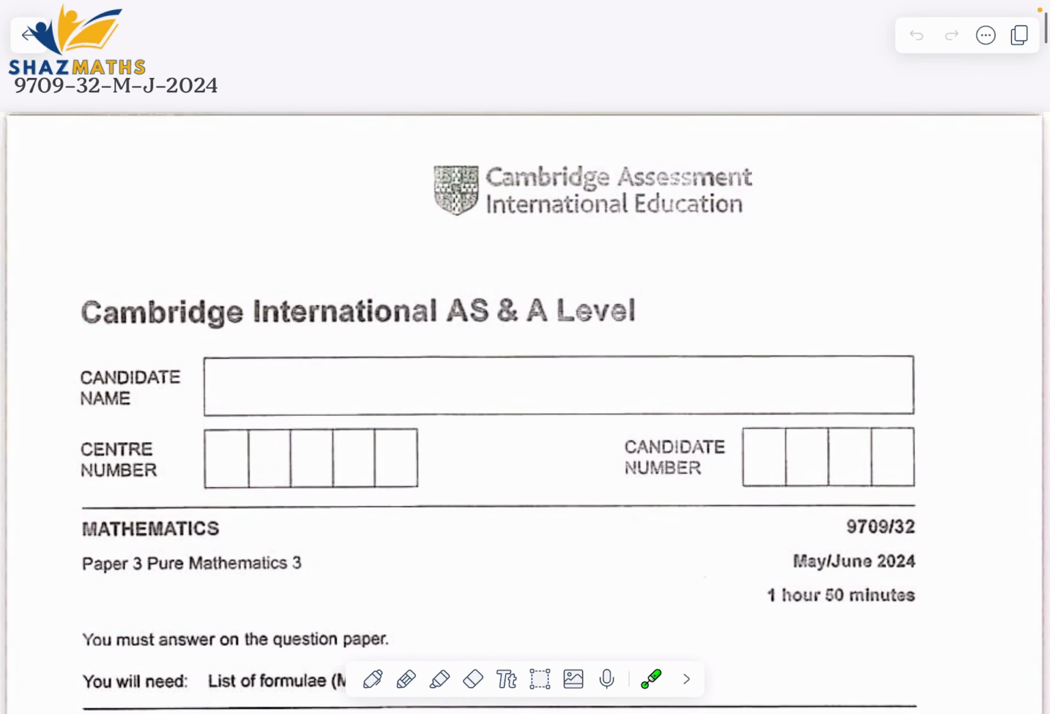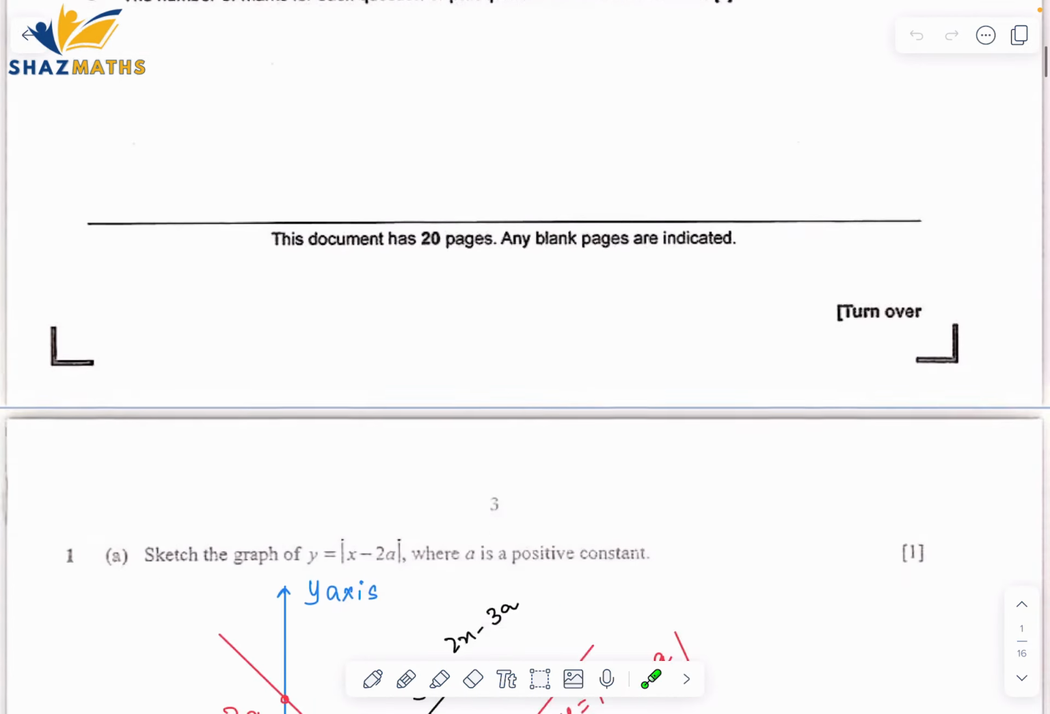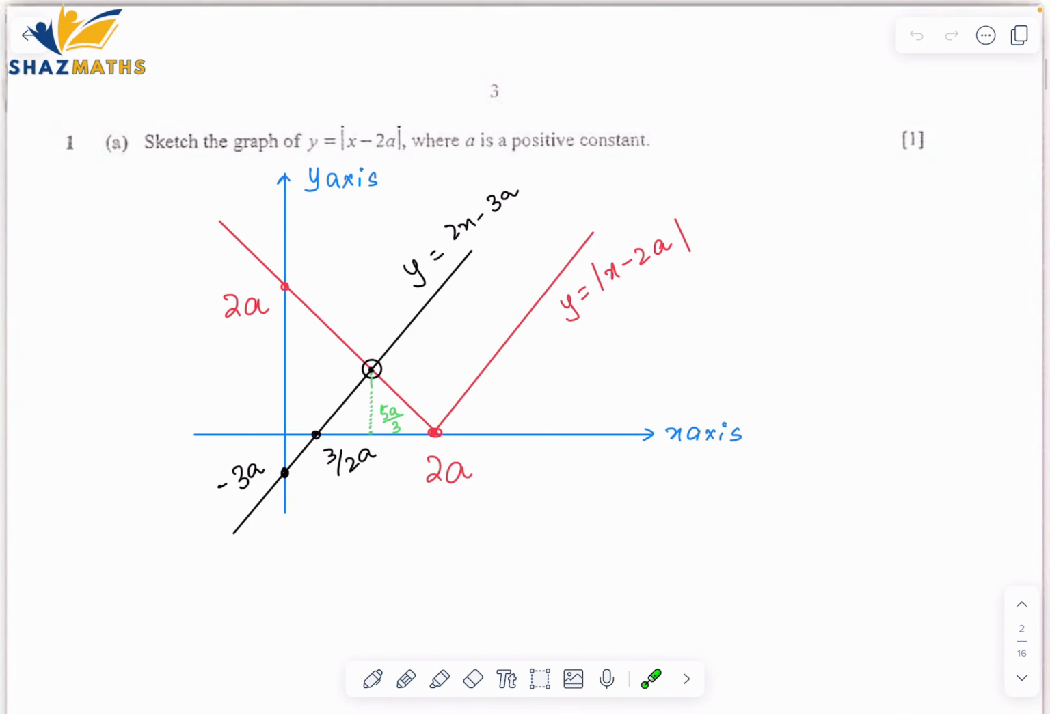So today we'll be solving A-Level Mathematics 9709 paper 3-2, which took place on 15th of May 2024. So let's start off with the first question. Sketch the graph of y equals modulus of x minus 2a, where a is a positive constant.